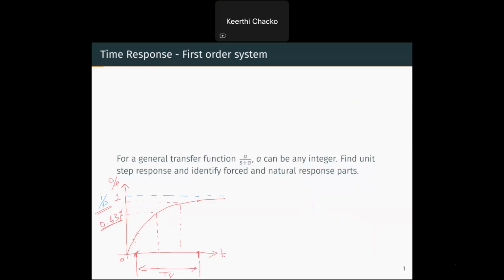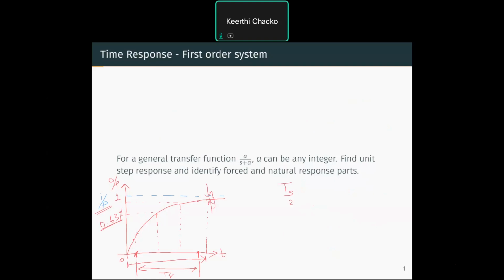The next specification is settling time, Ts. It is defined as the time for the response to reach and stay within 2% of its final value. So the entire time starting from 0 to reach and stay within 2% of the final value is called settling time.